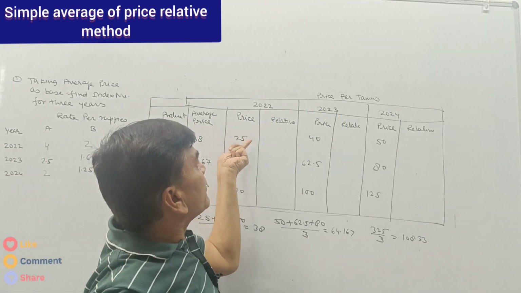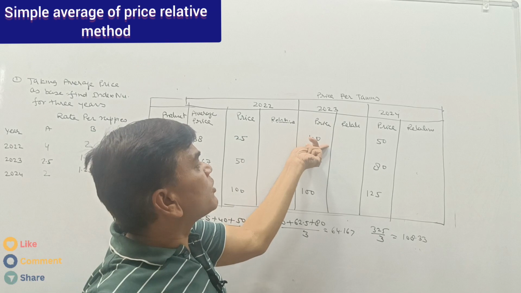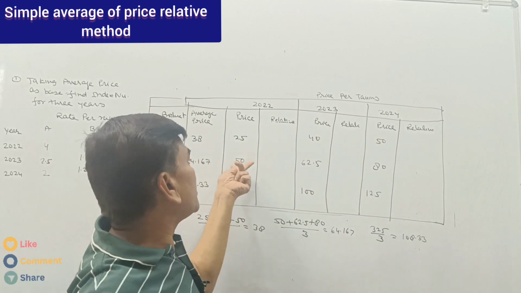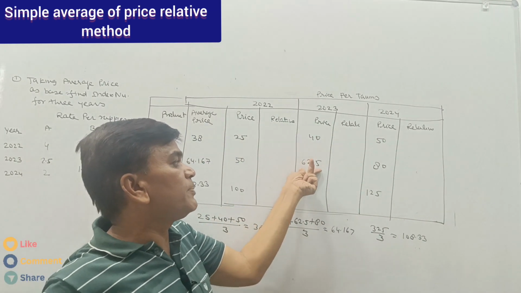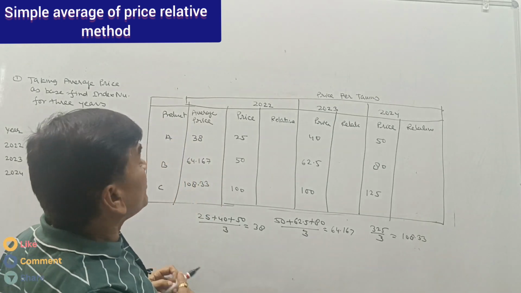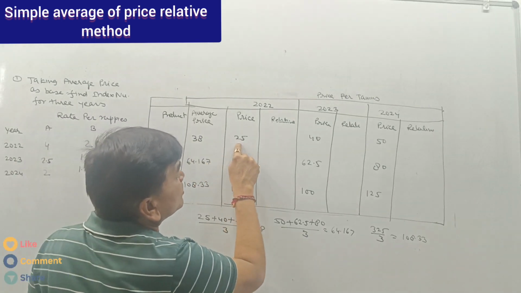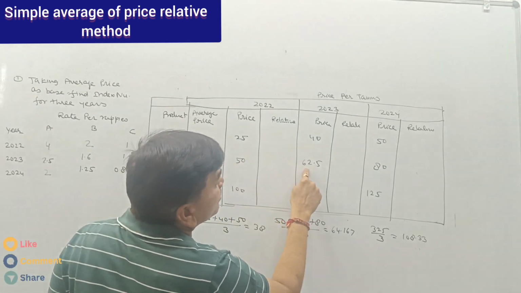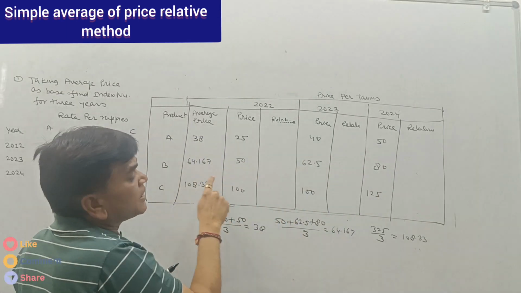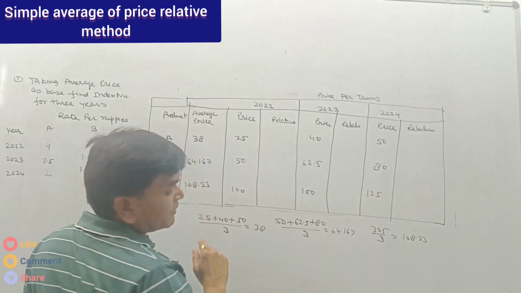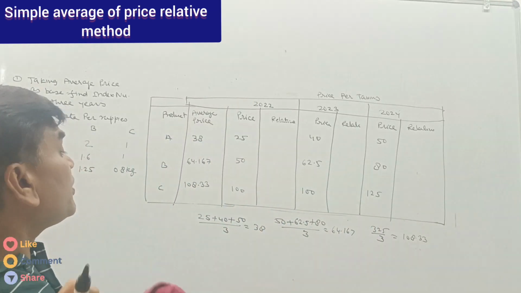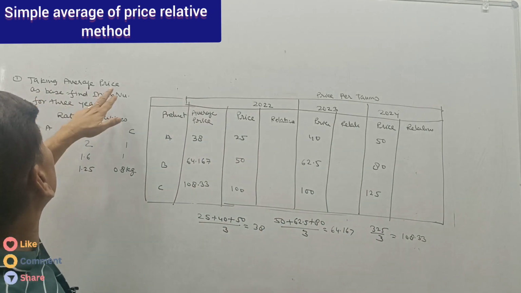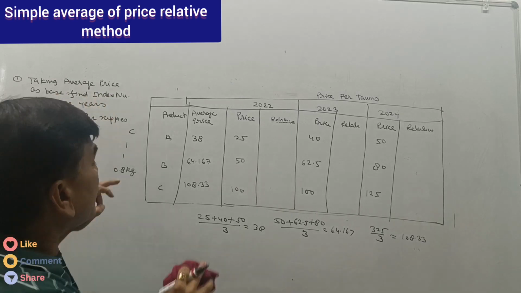So this is per ton price, 25 rupees per ton, 40 rupees per ton, 50 rupees per ton, 50 rupees per ton, 62.5 rupees per ton. Now we get the average. So 25 plus 40 plus 50 divided by 3, 50 plus 62.5 plus 80 divided by 3, 100 plus 100 plus 125 divided by 3. Now we have to take the average price and find the index number.